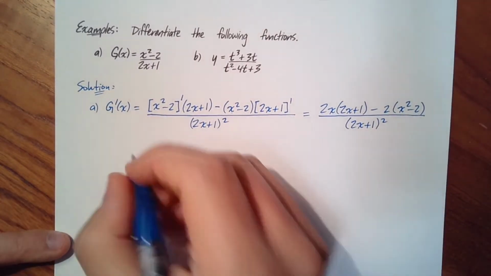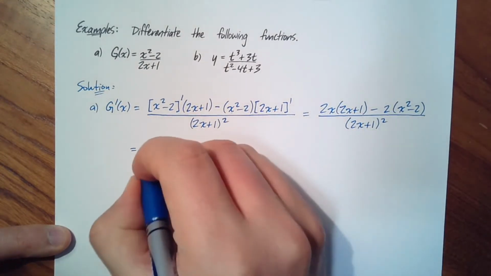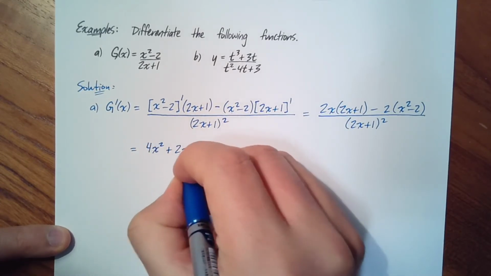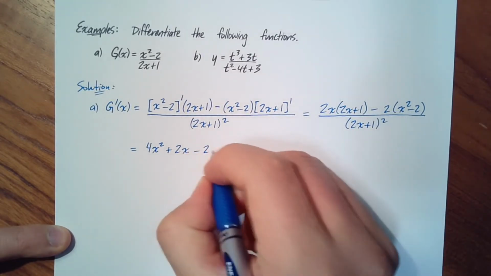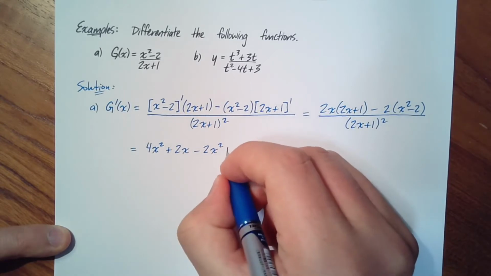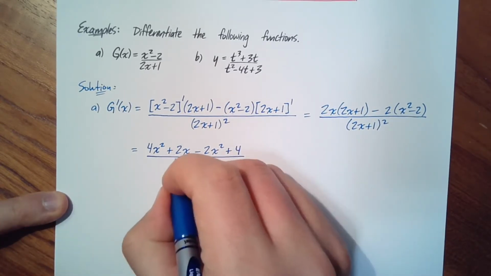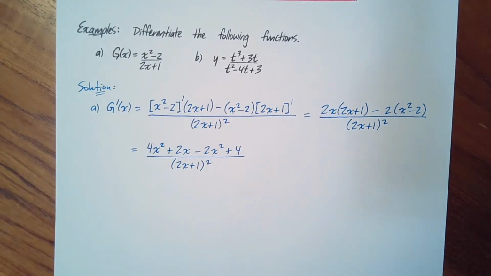In our next step, we'll expand the brackets. Everything after this stage is now simplification. The derivative part, the calculus is over, really, for this question. But let's expand this out. So we'll get 4x squared plus 2x. And then over here, we're going to have minus 2x squared plus 4, right? Minus 2 times minus 2. And then our denominator will be 2x plus 1 all squared.